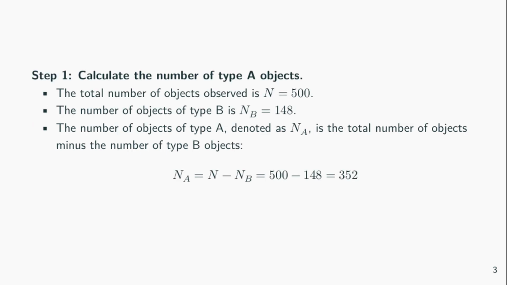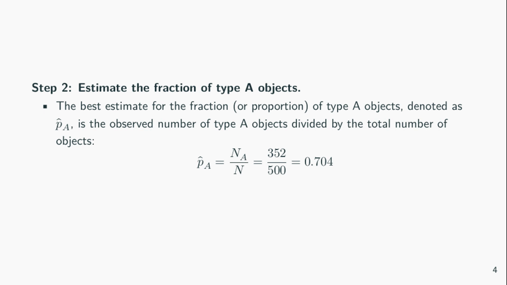Step 1. Calculate the number of type A objects. First off, we know the total number of objects the astronomer observed. That's N, and N is equal to 500. We are also told the number of objects that are type B, which we can call NB. That's 148. So the number of objects that are type A, let's call that NA, is simply the total number of objects minus the number of type B objects. That's NA equals N minus NB, which is 500 minus 148. Doing that math gives us 352 type A objects.